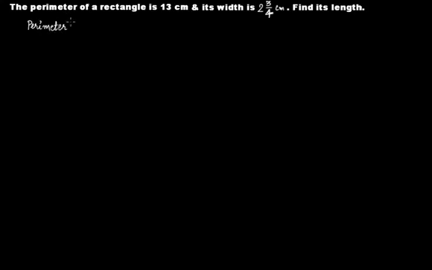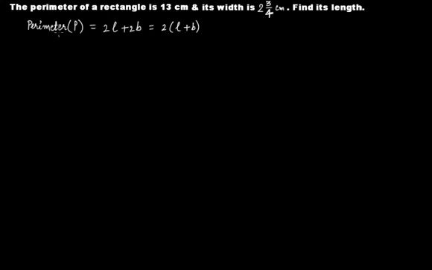if we denote this with P, is equal to 2 times length plus 2 times breadth, that is B. Or we can write it as 2 times length plus breadth, because 2 is common. This is the distributivity of multiplication over addition. We can write it like this.